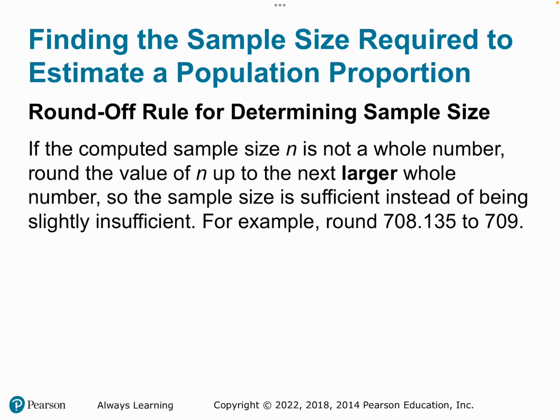In terms of rounding, whenever we get a value for n that has decimals, in other words, it's not a whole number, we always will need to round up to the next whole number, regardless of what number follows the decimal point. So you're going to round up always. Here's an example where we got n equal to 708.135. Even though there is a 1 in that tenths place, we're going to still round up to 709 people needed for that sample. And that's because 708 is not sufficient. We need more than that. And so the next whole number would be 709.